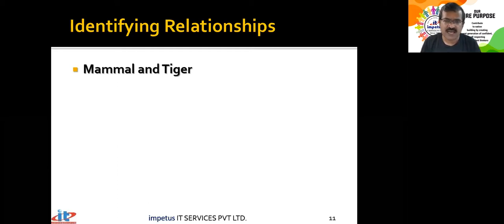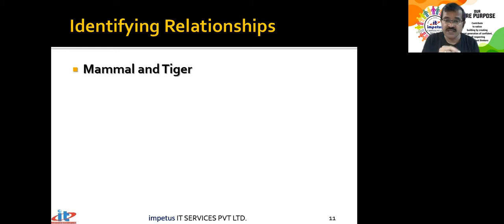Tiger is not an object. It's a class. Tiger is a description of all those animals which have that long tail, huge body, canines, claws, sharp eyes. So those are tigers, that is the description of a tiger. Tiger is only a description of that category of animal, but it is inheriting properties from mammal. So it is a class relationship.